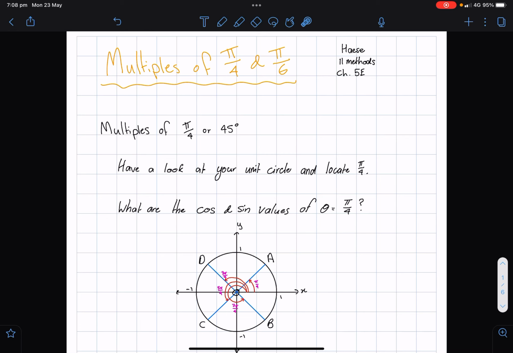Alright, what quadrant are we in? Hopefully you are in the first quadrant. Alright, we know pi on 4 is less than pi on 2. And then the next thing I want you guys to look at are what are the cosine and sine values of theta equals pi on 4.